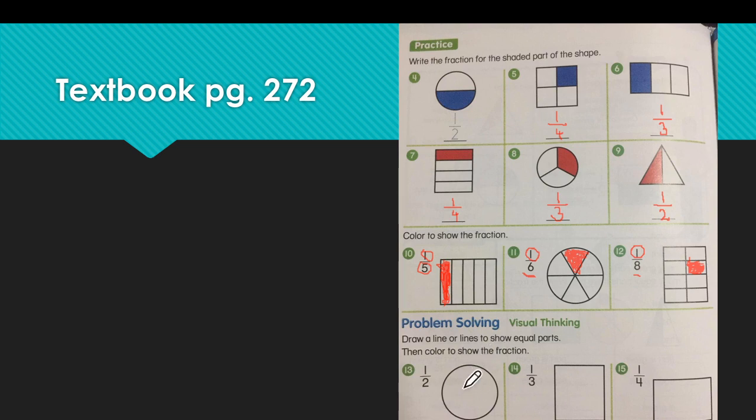This part we will skip. But if you are smart, you can work on it as well. Draw a line or lines to show equal parts and then color to show the fraction.